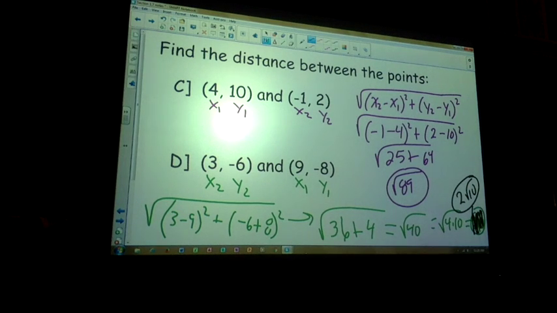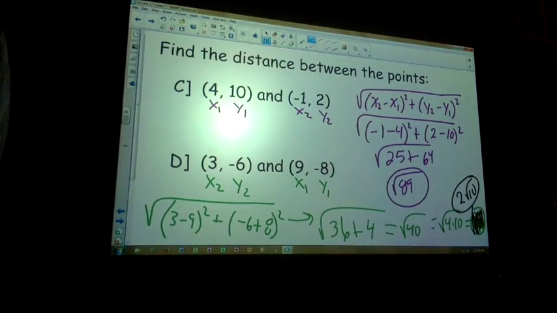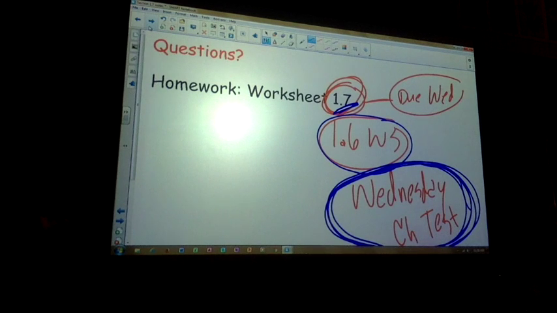How we doing? Feeling all right? Make a water drop noise if you know how. You guys get it? Sorry. How do you do that? All right.